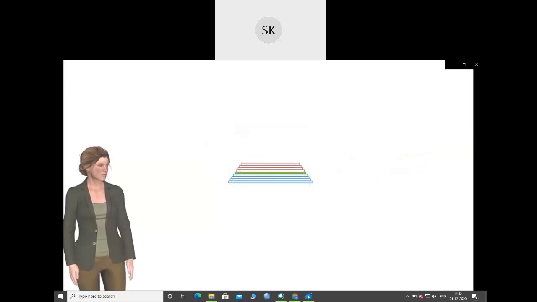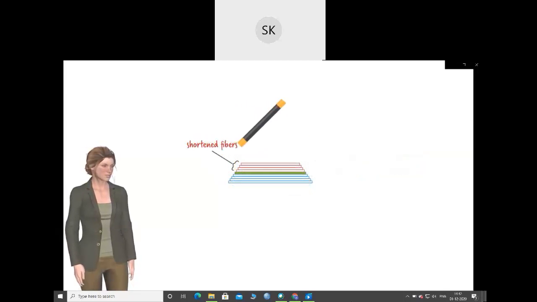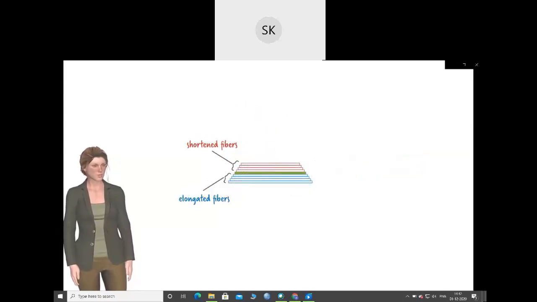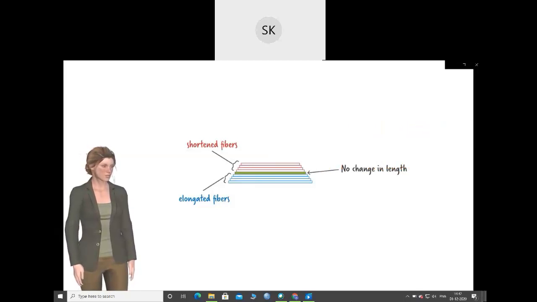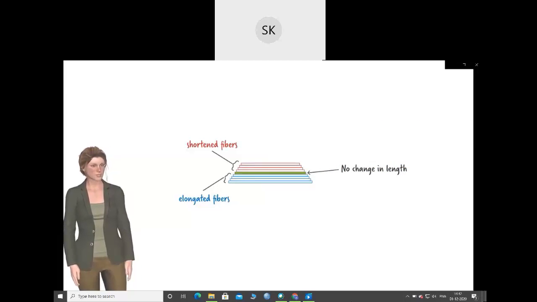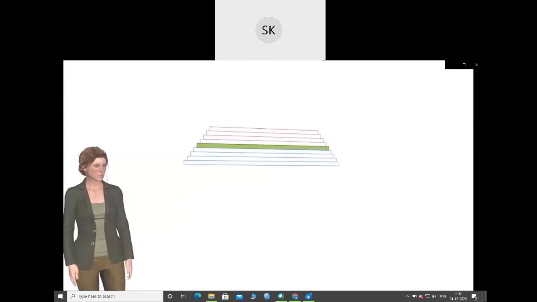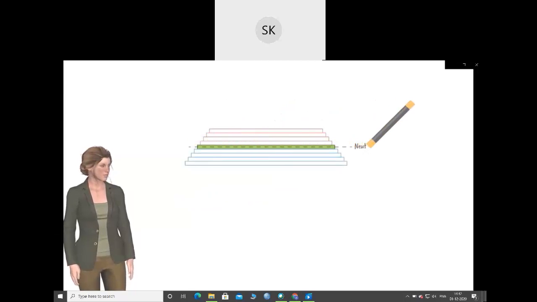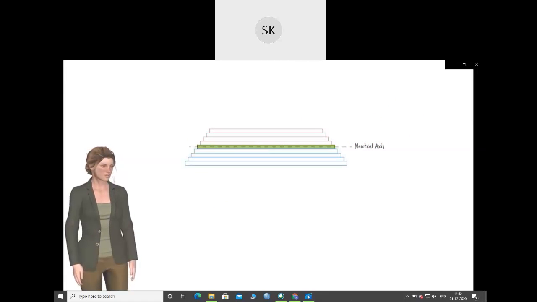Suppose we straightened the fibers without changing their new lengths. Then we can see that the top fiber is the shortest and the bottom fiber is the longest in the section. And of course, the middle fiber experiences no change in its length. We refer to the axis that passes through that middle fiber as neutral axis.